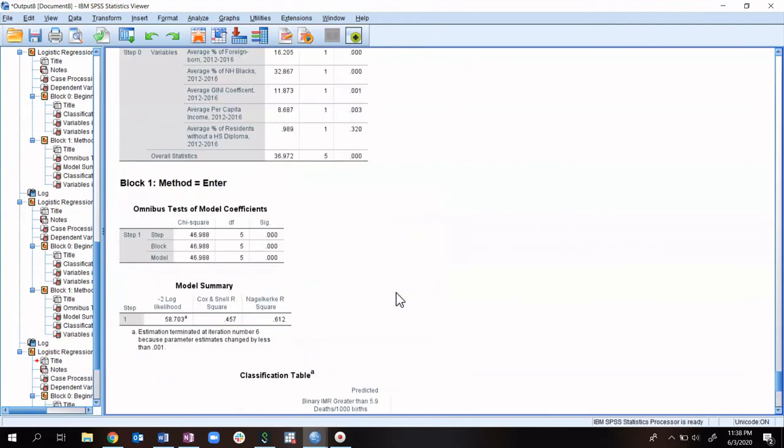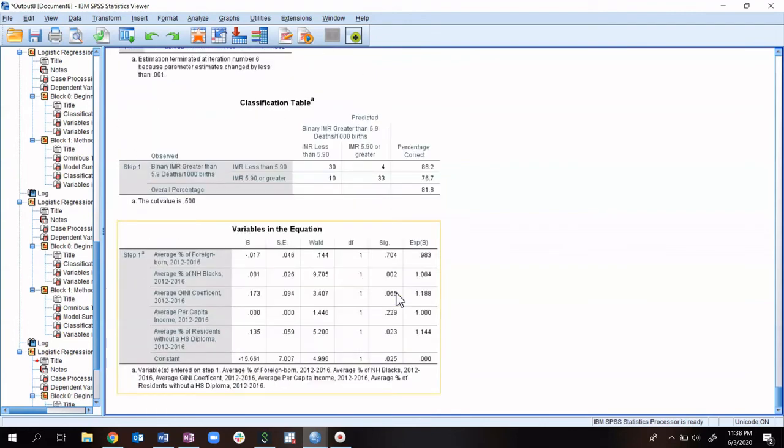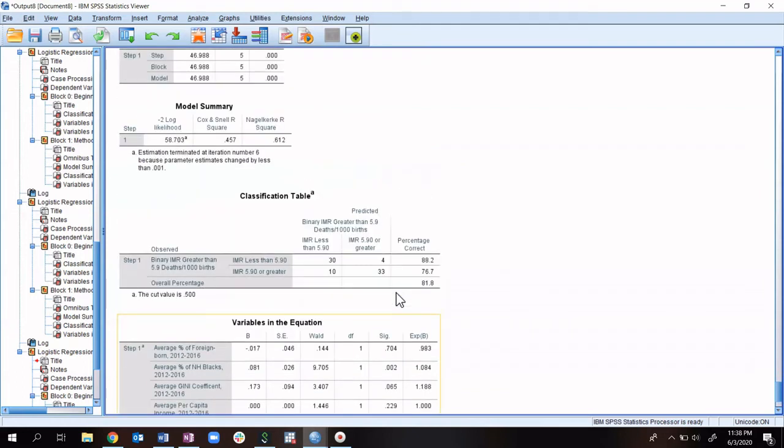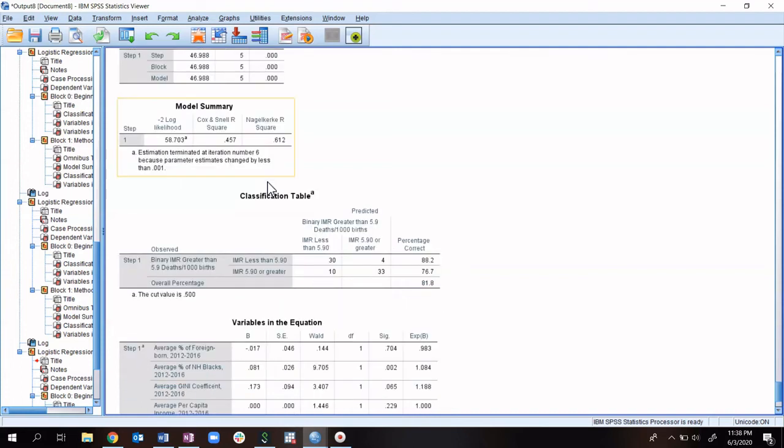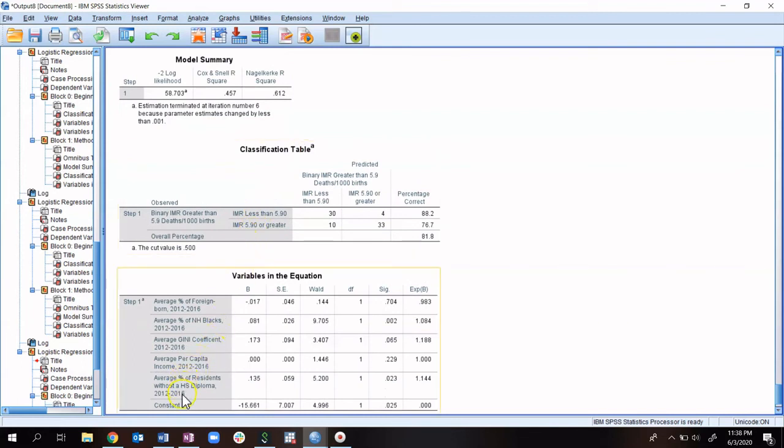And the full model is a multiple variable regression model. And it has a Nagelkerke R-squared of 0.612. So if we believed in these pseudo R-squares, we would say that about 61% of the variation in the odds of a community area having an IMR greater than the national average is explained by percent foreign born, percent black, Gini coefficient, per capita income, and average percent of residents without a high school diploma.